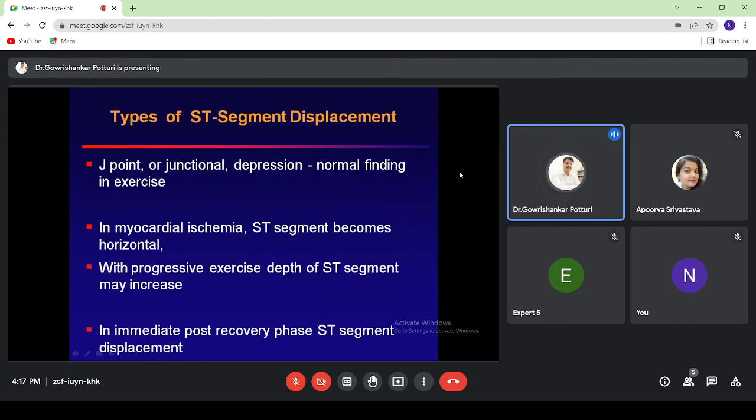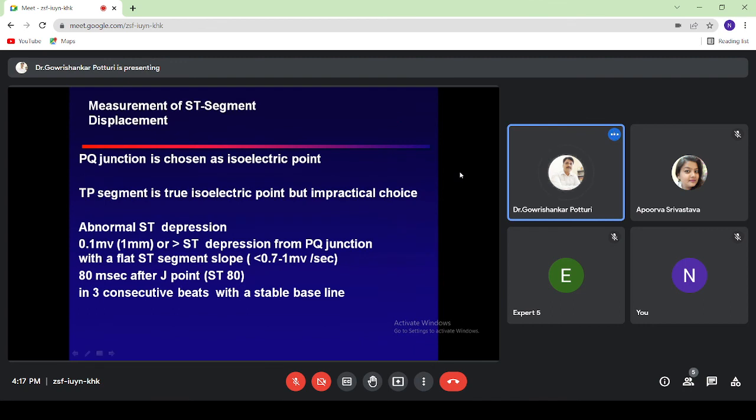Types of ST segment displacement: J point or junction depression is a normal finding in exercise. In myocardial ischemia, the ST segment becomes horizontal. With progressive exercise, the depth of ST segment depression may increase. In the immediate post-recovery phase, ST segment displacement is seen. PQ junction is chosen as the isoelectric point. TP segment is the true isoelectric point but impractical in choice.